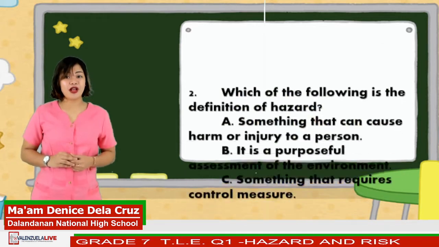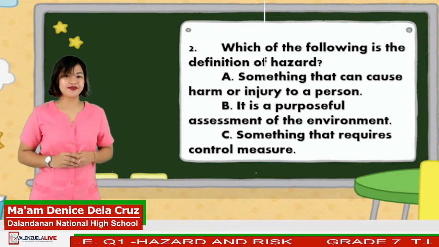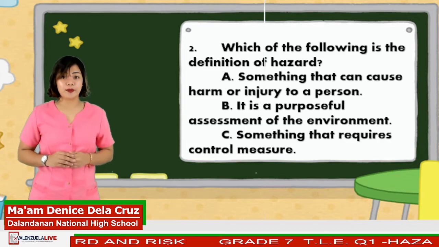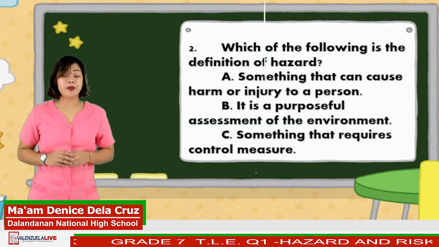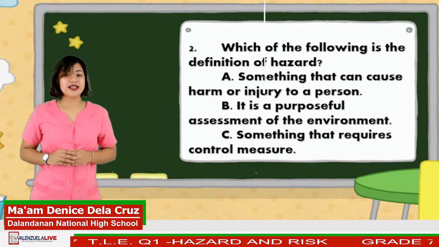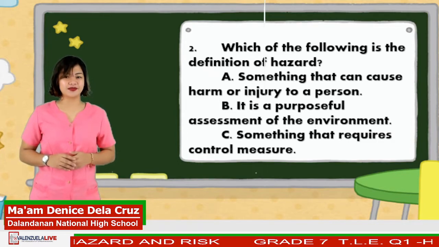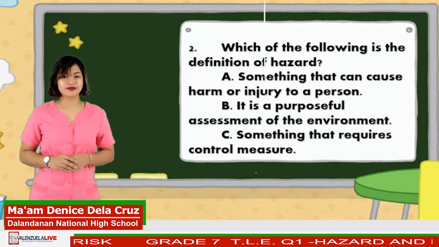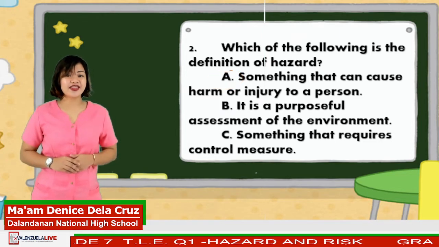Which of the following is the definition of hazard? A, something that can cause harm or injury to a person. B, it is a purposeful assessment of the environment. C, something that requires control measure. Excellent! The answer is letter A.